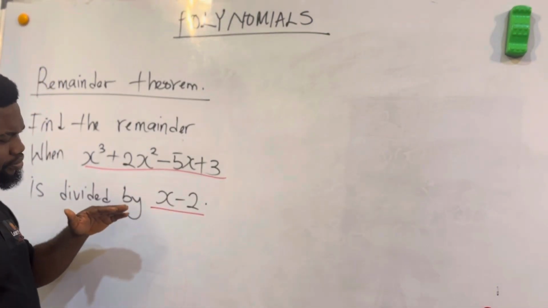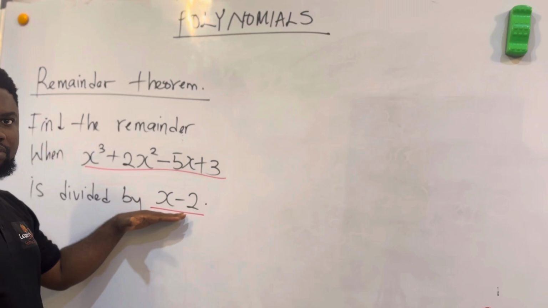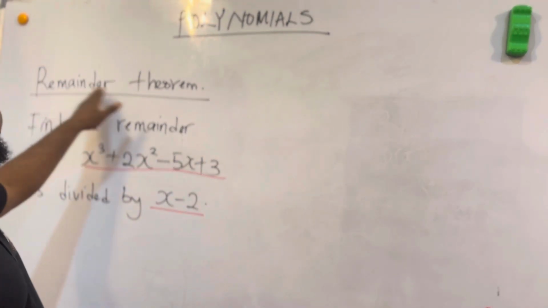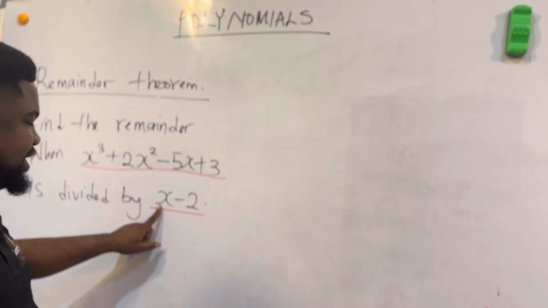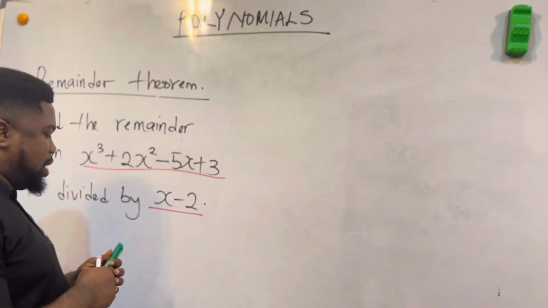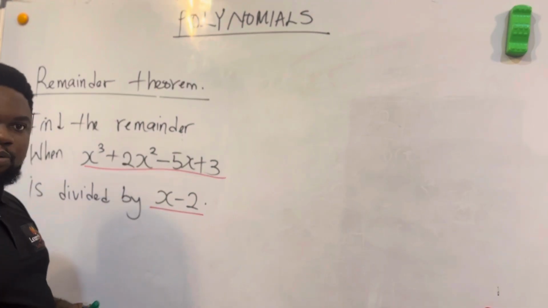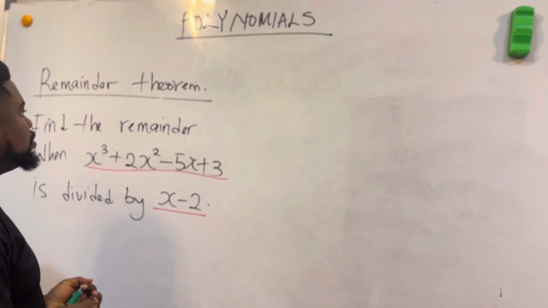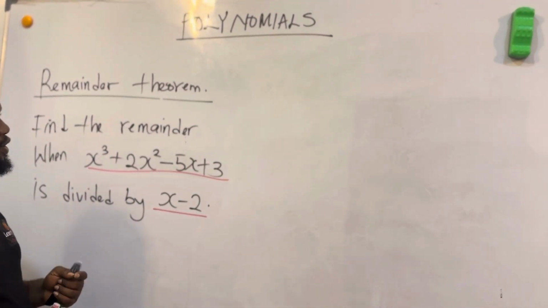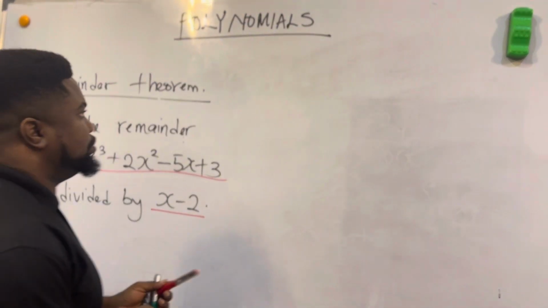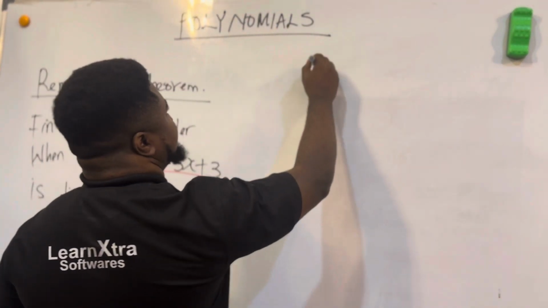Most times they'll give you a linear divisor. This theorem works only for linear divisor. That is when x has a power of 1. Invisible power 1 is there. So to solve this, it's simple. There's a solution. Let's solve together.